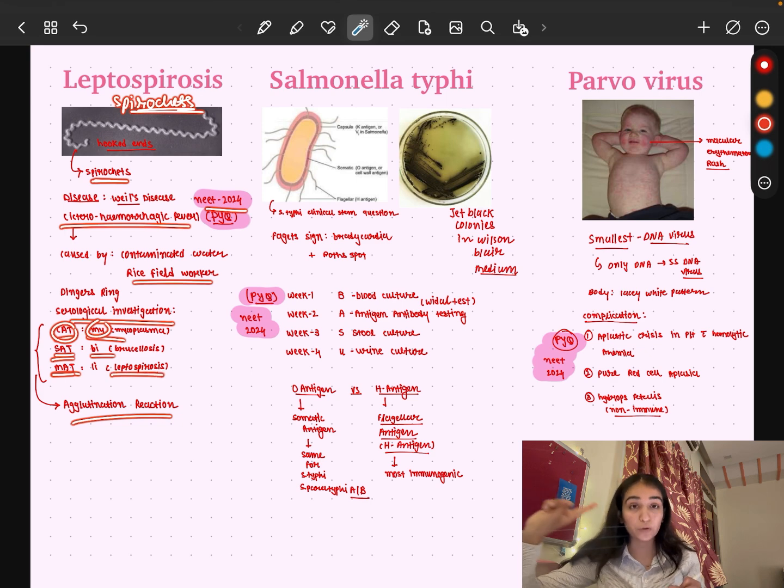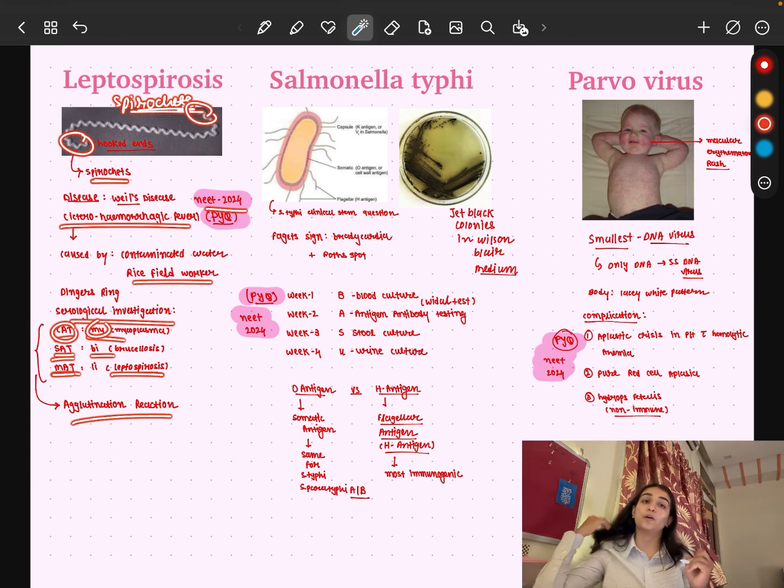leptospirosis. Leptospirosis, again, we have already discussed that it is a type of spirochetes, and it has these hooked ends, you can see. So that sorts your leptospirosis. I feel leptospirosis is the current favorite topic of examiners. Not each and every year, but every alternate year, they just keep asking leptospirosis.